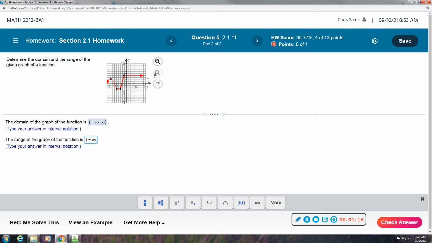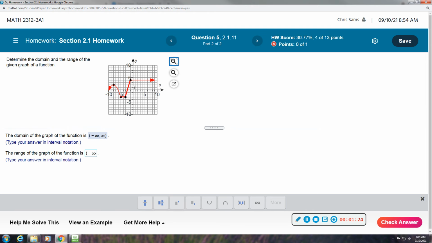It's only staying horizontal. So it goes up to a height which looks like 4, and it just stays on 4. So even though there's an arrowhead, it's not going up, it's just going to the right. So we get a maximum height of 4. And since we actually reach the point 4, we will include that point and put it in a closed bracket. So our range will be negative infinity all the way to positive 4, and then we will bracket.